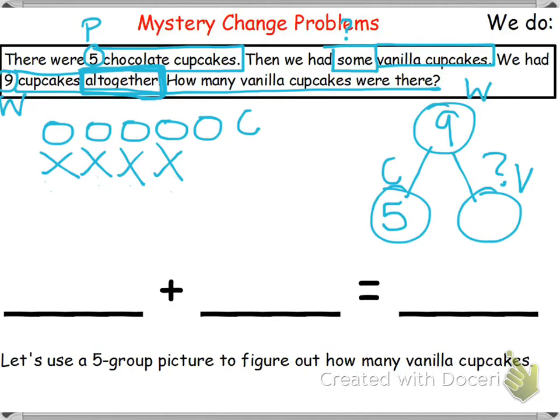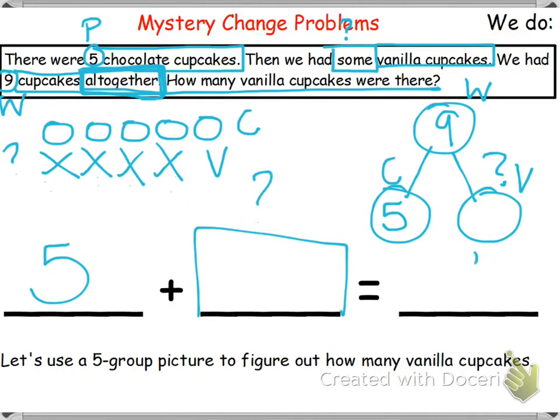These X's are going to be for vanilla. This was our mystery. So now we're going to come back to that in just a second. Let's do our number sentence and kind of set it up. So we know there was 5 chocolate plus the vanilla, which is a mystery, equals 9, which is how many they have all together. Because remember, it's our part plus their other part equals our whole.